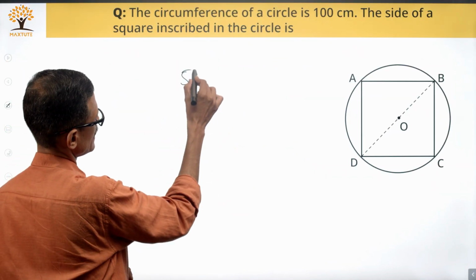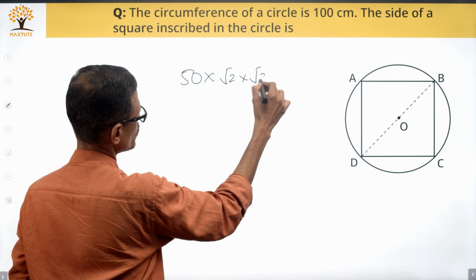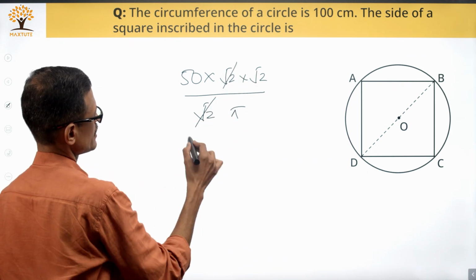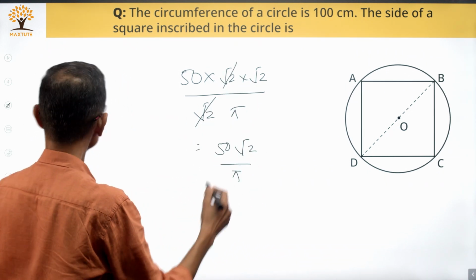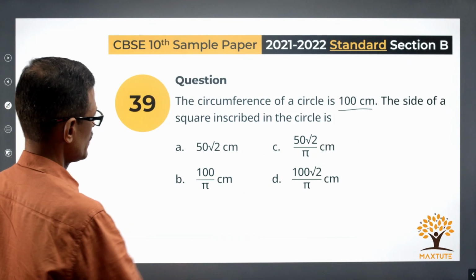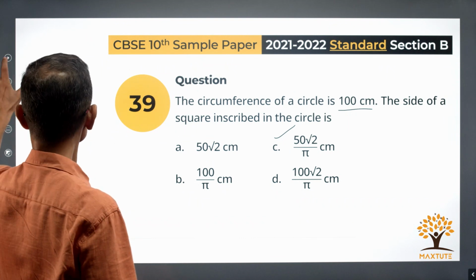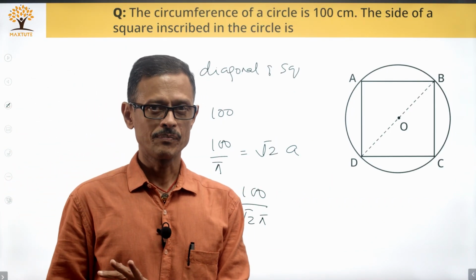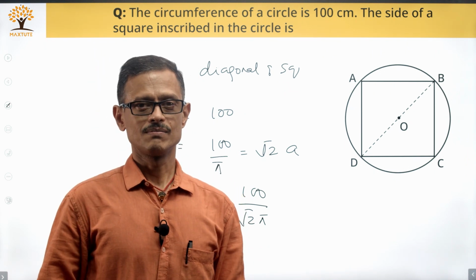We will write the 100 as 50 into 2. 50 into root 2 into root 2 divided by root 2 pi is what we have. Root 2 gets cancelled with root 2. So, the final answer is 50 root 2 divided by pi, which matches the answer that we have here. 50 root 2 by pi centimeters. Choice C is the correct answer to the question. So, the key idea in this question is, if a square is inscribed in a circle, the diameter of the circle is equal to the diagonal of the square.